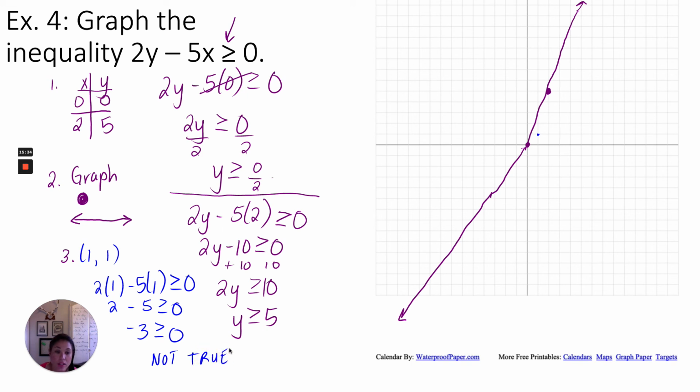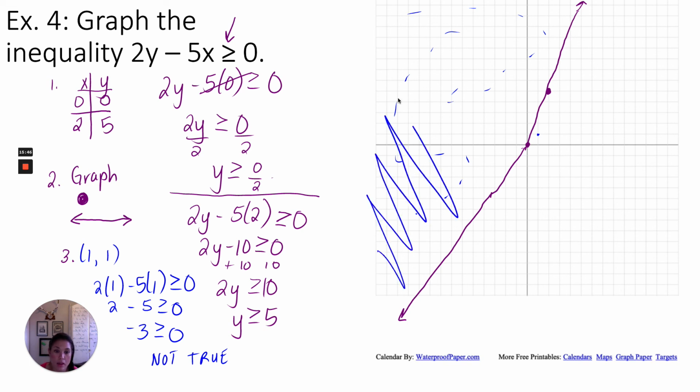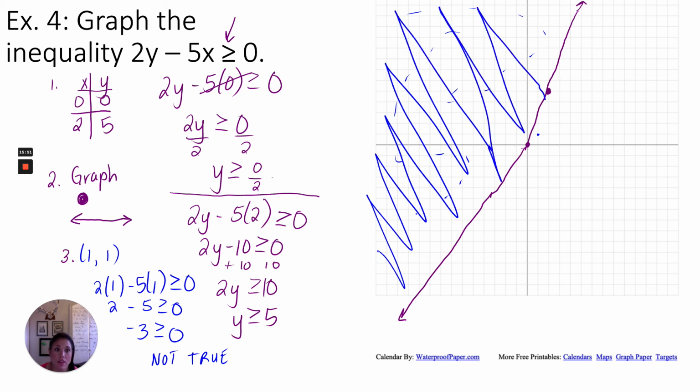Okay, this is not true. So that means all of the points on this side of the line, including the points on this straight line, would make the statement true. So I'm going to shade in this half plane of my graph.